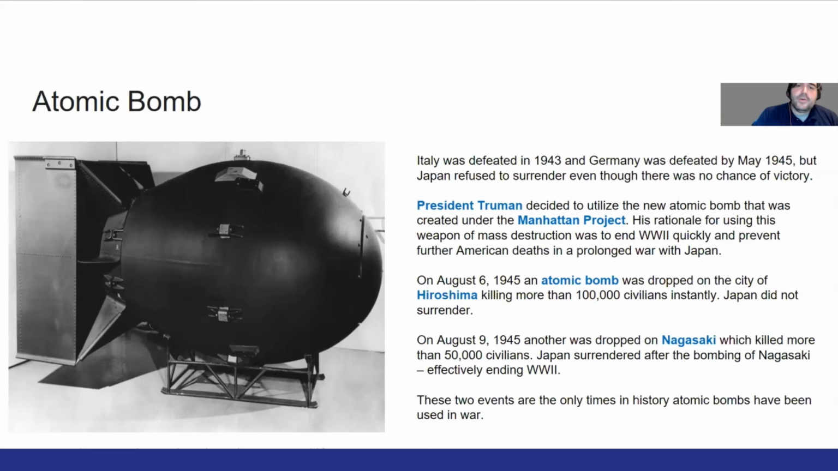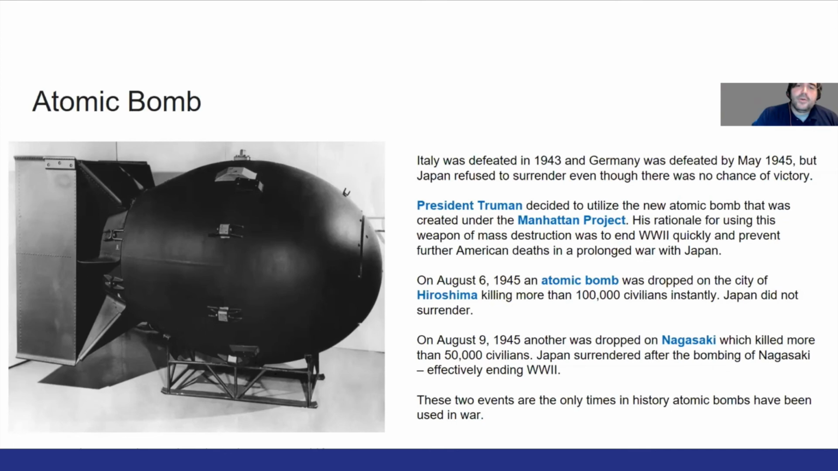And they wanted to use this power to scare Japan into surrendering. On August 6, 1945, an atomic bomb was dropped on the city of Hiroshima, killing more than 100,000 civilians instantly, vaporizing them into dust. Japan did not surrender.